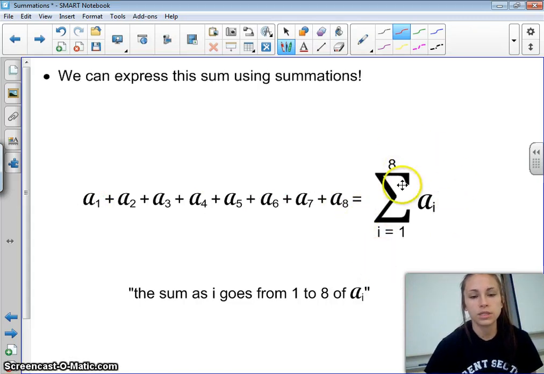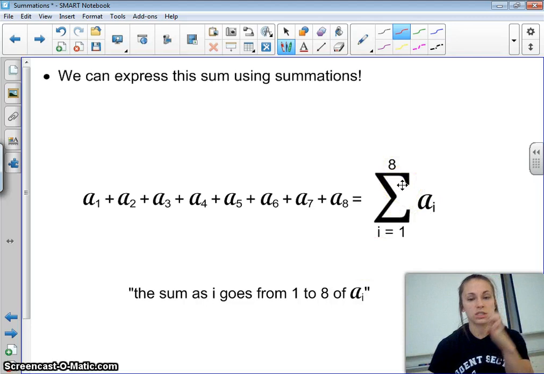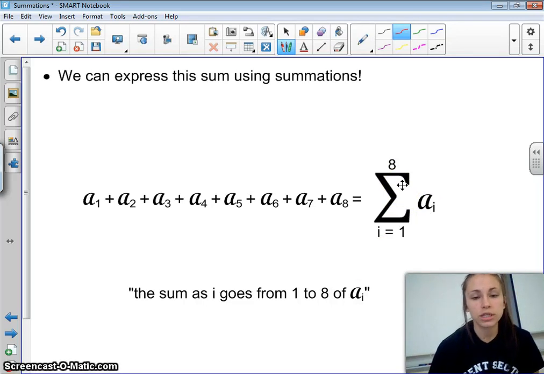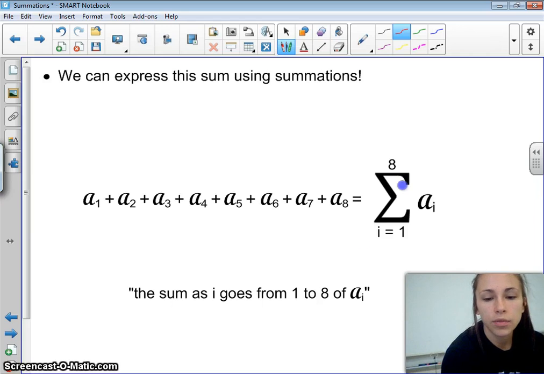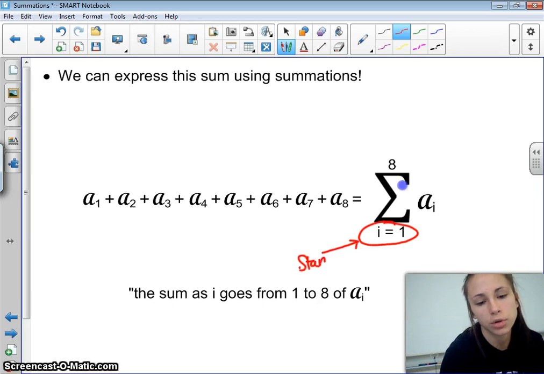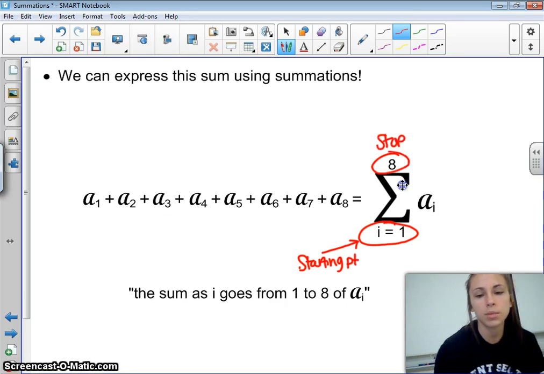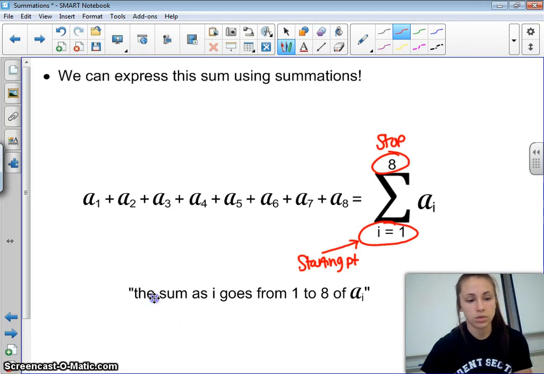So what this means, this little E, first of all, is just the Greek letter sigma, and it just represents a sum. Now, this number right down here is your starting point. This number right up here is where you stop. And so what this sum means, you would pronounce this, in quotations, the sum as i goes from 1 to 8 of A sub i.